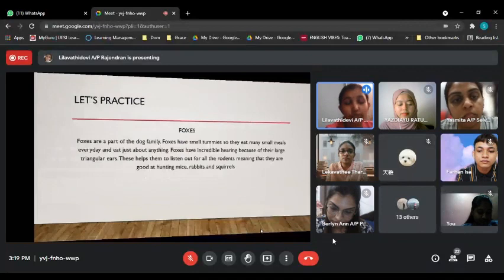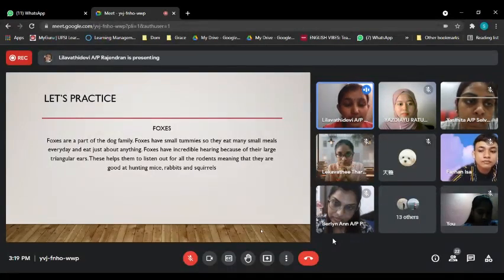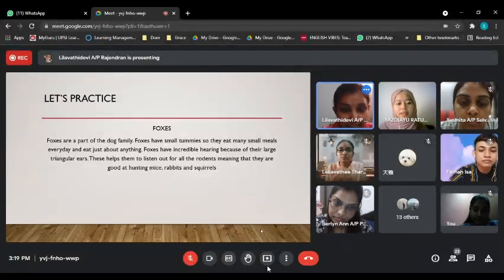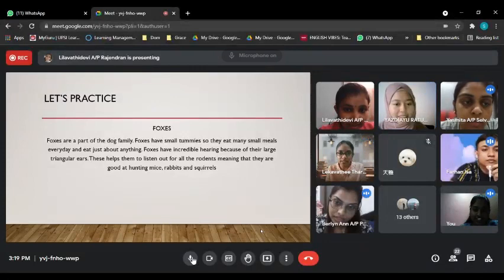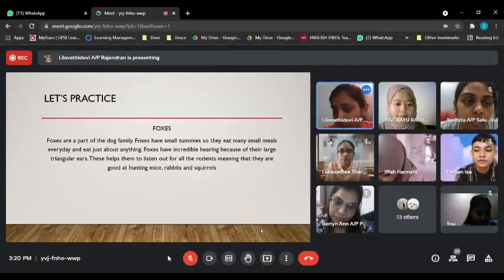So before moving on to our main activity for today, we're going to have a small practice on scanning. This is a small passage and I'm giving you 1 minute to read this passage and tell me what are the specific details that you think are important about foxes. Can you understand? Okay, so your 1 minute starts now.